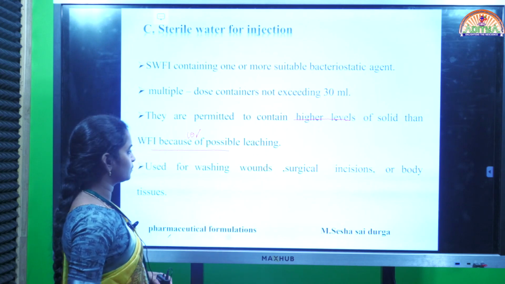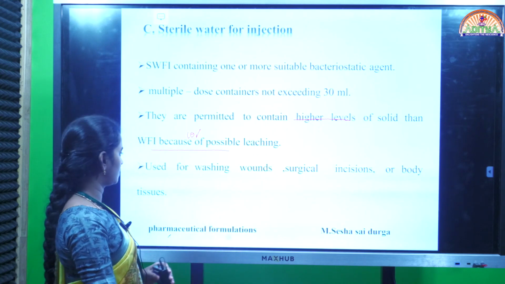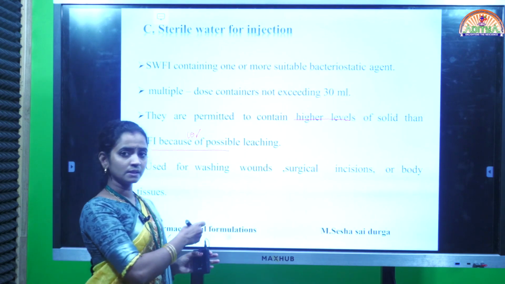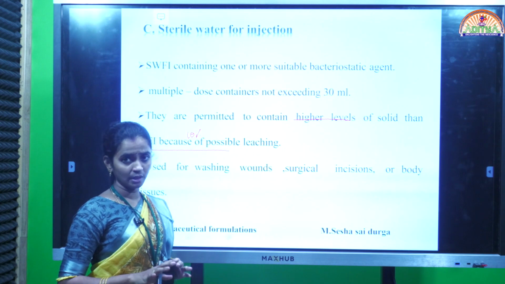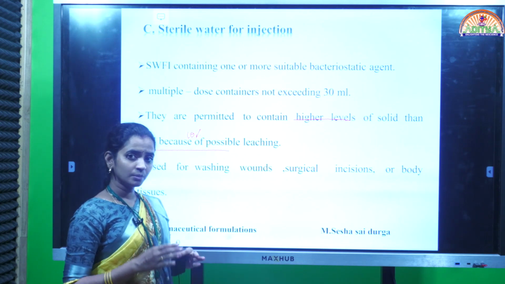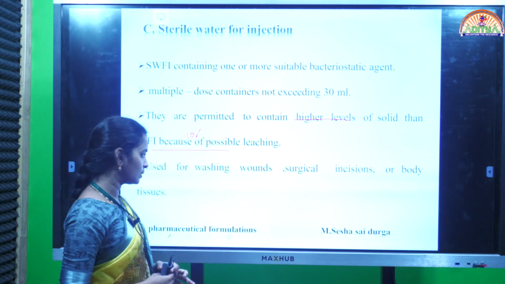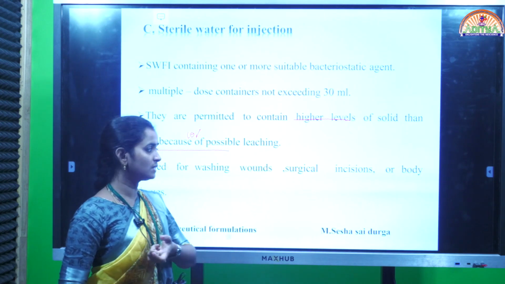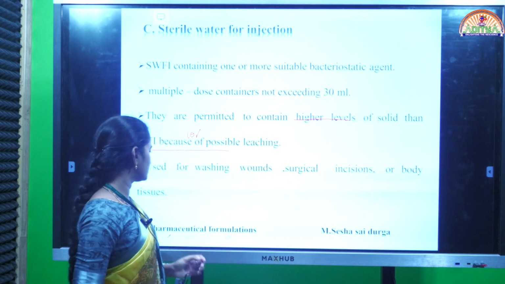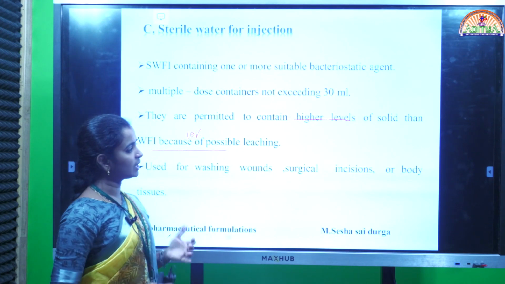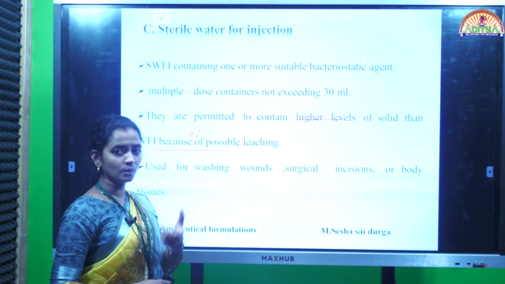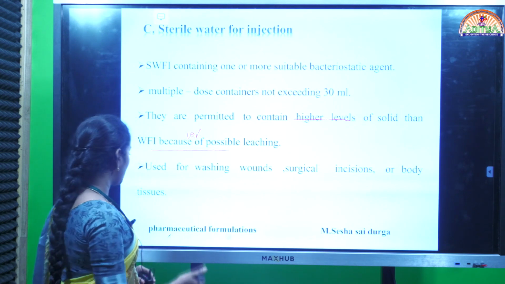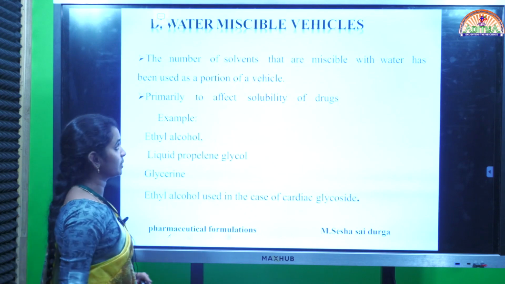And this is used for washing wounds, surgical incisions or body tissues. So actually we are discussing all these things under the vehicle of the parenteral preparation. Apart from the preparation of the parenteral, we can also use this sterile water for washing of wounds in minor injuries and also surgical incisions and body tissues. During minor injuries and normal surgeries, we can use this sterile water, apart from the making of parenteral preparation.